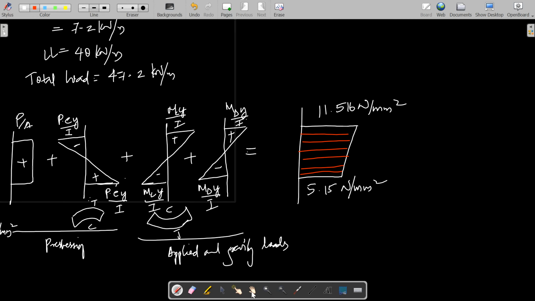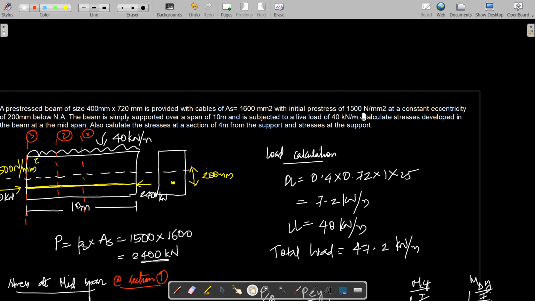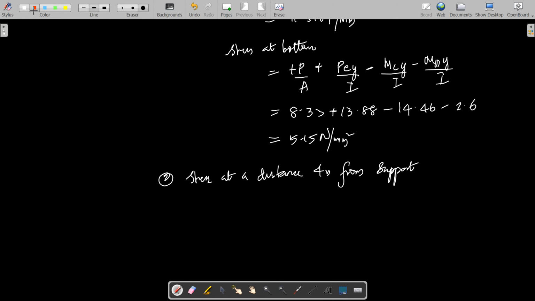Now the next one is, we will see the second case of this. We have calculated the stress developed in the beam at the midspan. Now we will calculate the stresses at a section 4 meter from the support, which means corresponding to section 2. Stress at 4 meter from the support, that is section 2.